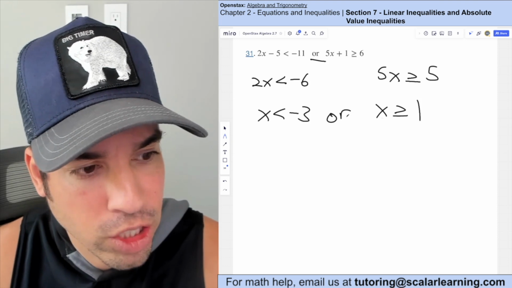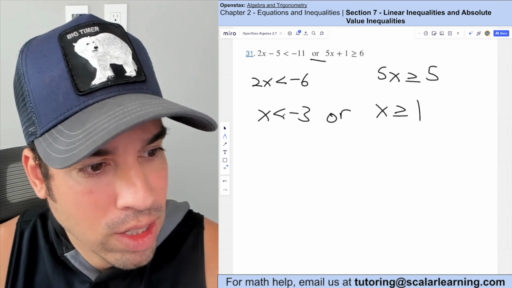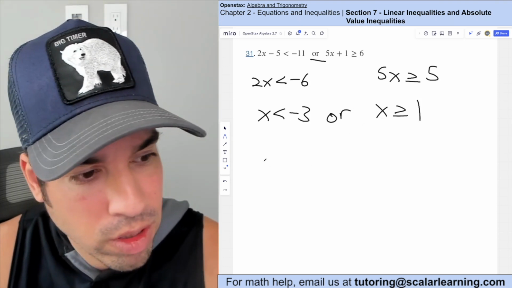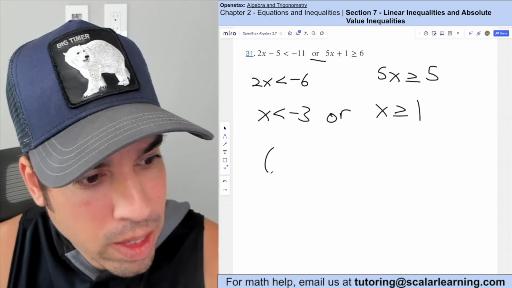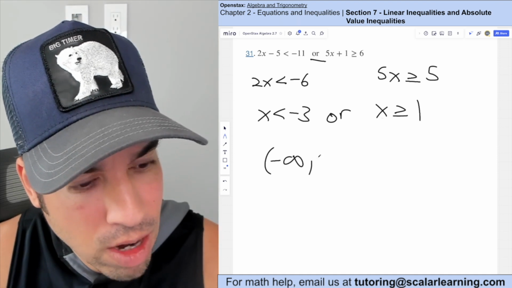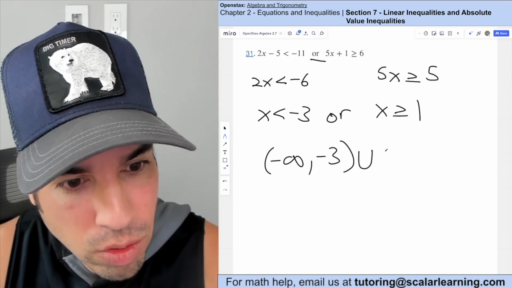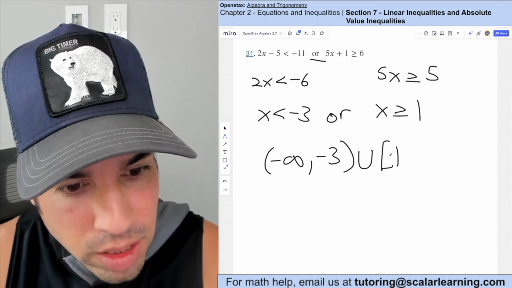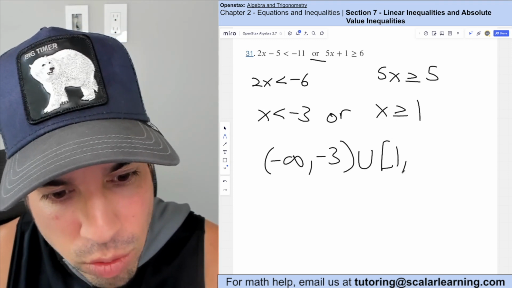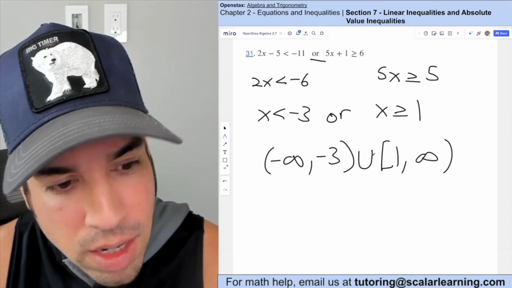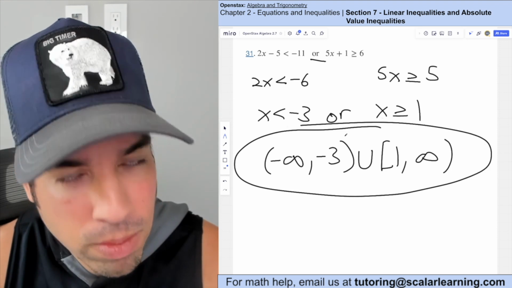This is an OR situation. So it's all values less than negative 3 or greater than or equal to 1. So this one is everything from negative infinity up to, but not including negative 3, unioned with starting at 1. See, it's a square bracket because it's greater than or equal to, all the way up through infinity. There's your solution set. Boom, done.